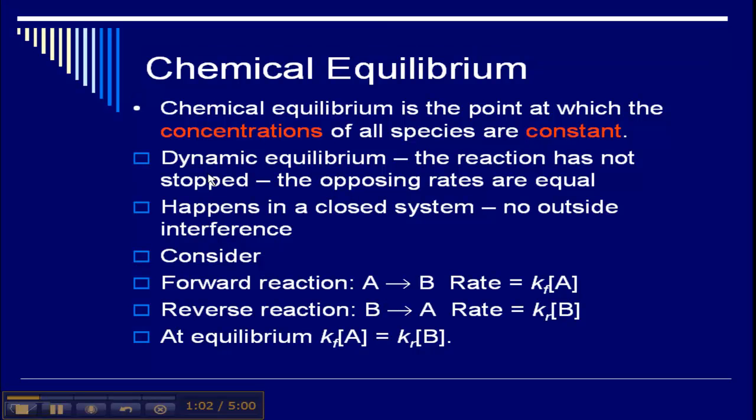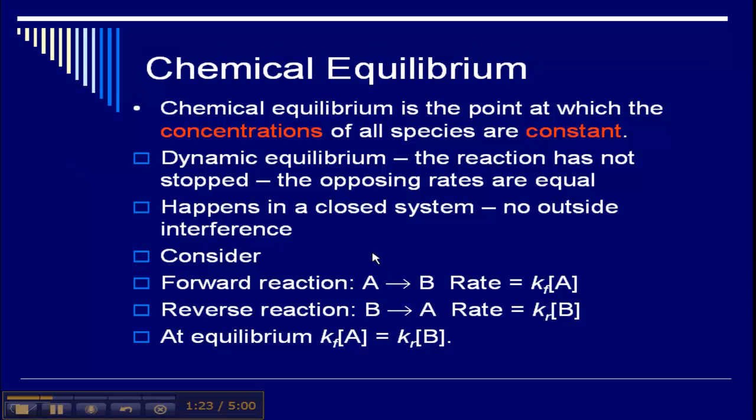All right, so this is a dynamic equilibrium. The reaction doesn't stop. The rates are equal, meaning the forward reaction is happening at the same rate, the same speed as the reverse reaction. This happens in a closed system. In other words, there can be no outside interference going on.